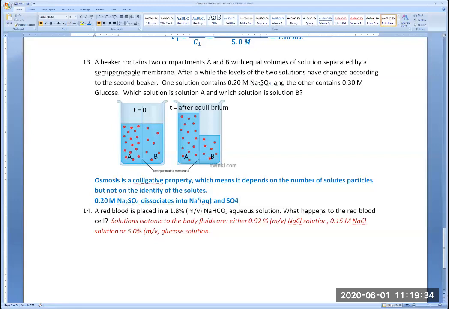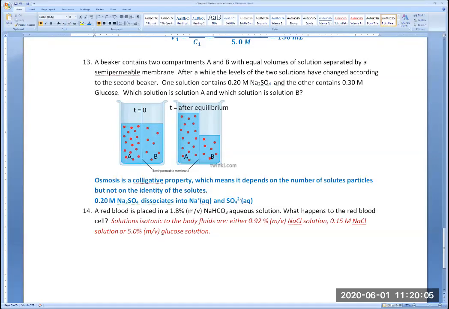SO4 2- aqueous. Be careful, the 4 is a subscript. It means you have 4 oxygen per sulfur. And the 2 minus is the charge of this whole thing, SO4, right? Is it correct like this? How many sulfate ions and how many sodium ions do we have when Na2SO4 dissociates?